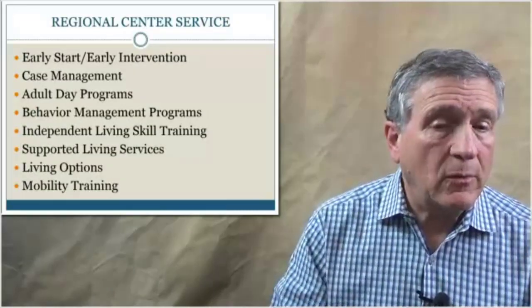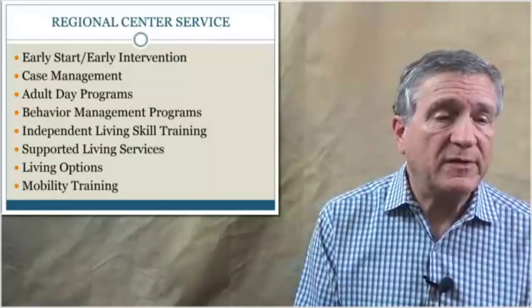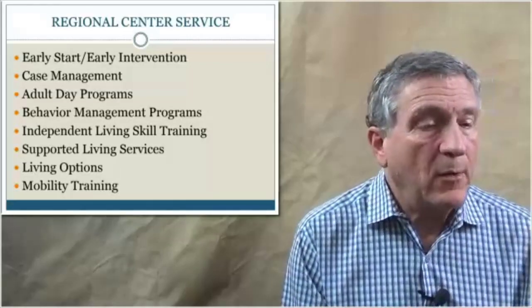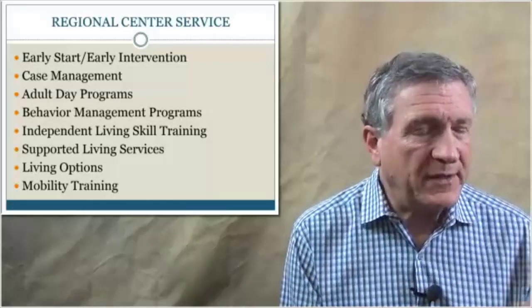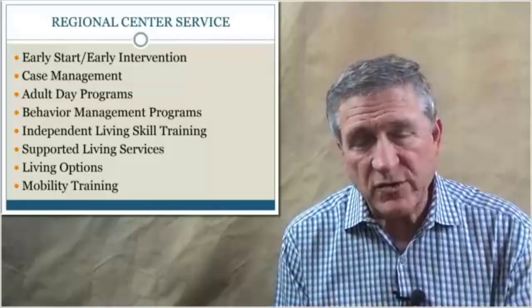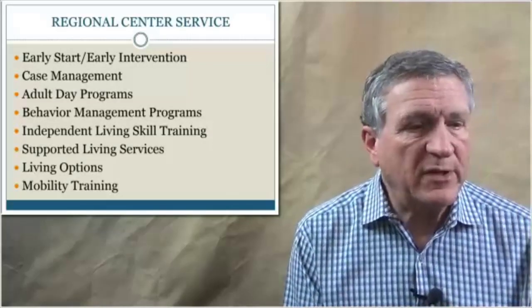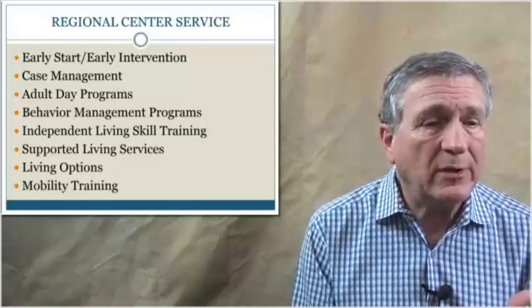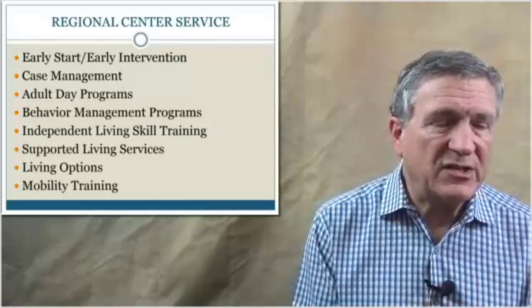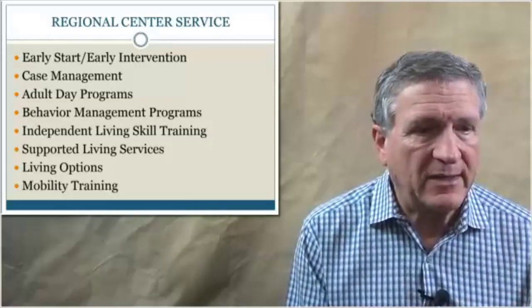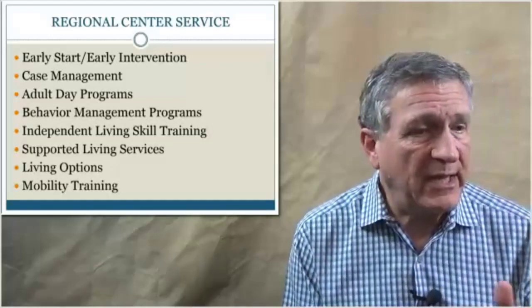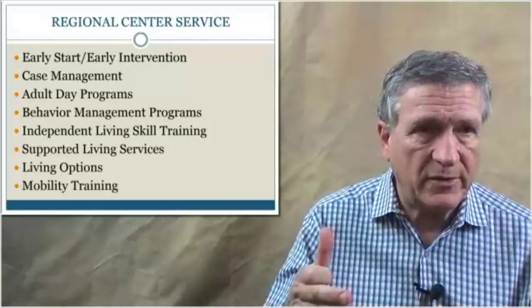So let's talk a little bit about the types of services that the regional center provides. We'll back up a little bit here to talk about the two programs that regional centers operate, and many times people don't understand this. The regional center operates what's called the Early Start or the Early Intervention Program. That is not under the Lanterman Act. That is a program that is funded through education, and it's for ages 0 to 3.